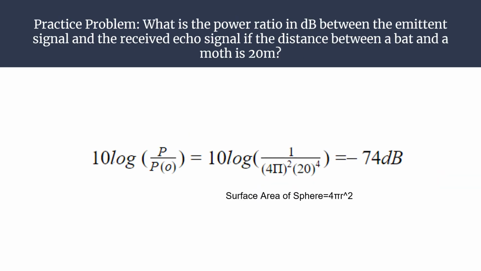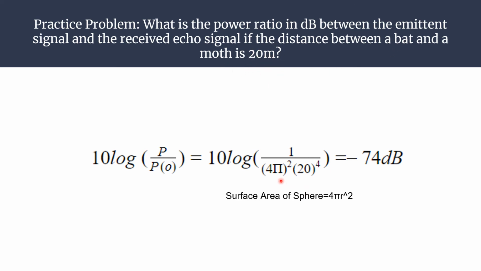For our second practice problem, we have: what is the power ratio in decibels between the emitted signal and the received echo signal if the distance between a bat and a moth is 20 meters? So for this, we're using the power ratio formula, which is 10 log base 10 of P over P0. P0 in this case is the surface area of a sphere, which is 4 pi r squared. R would be the distance between the bat and the moth, which is 20 meters.